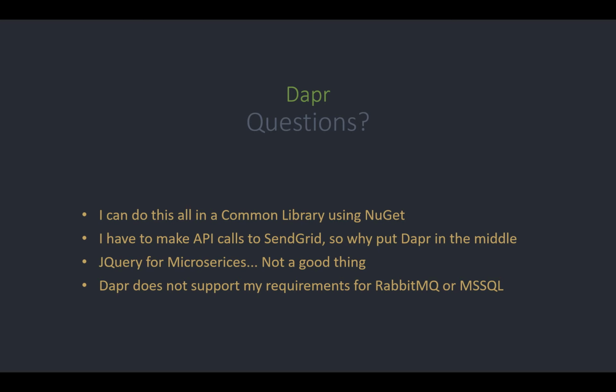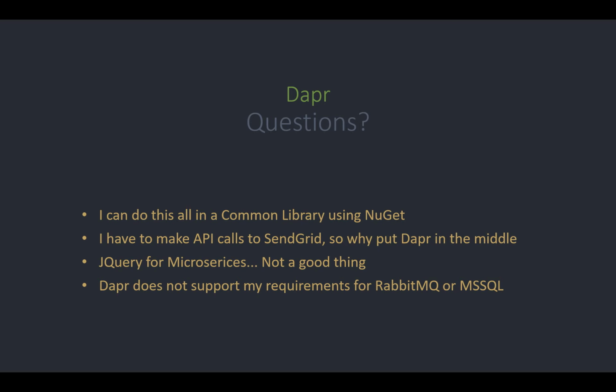Another one is, well, if we're sending an email and I'm going to send an email using something like SendGrid, well, I'm going to have to make an API call to SendGrid. So why would I make an API call to Dapr for Dapr to then make an API call to SendGrid? That's a great point, in that you're making a call to another call and you're putting something in the middle of your infrastructure and your business logic. And why would you do that? There needs to be a reason.